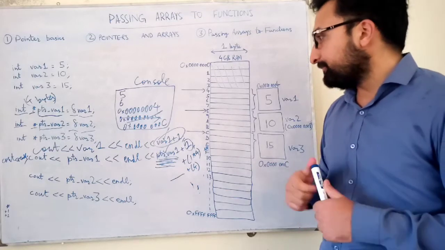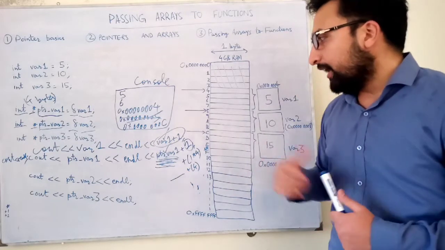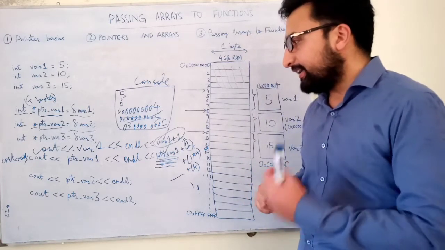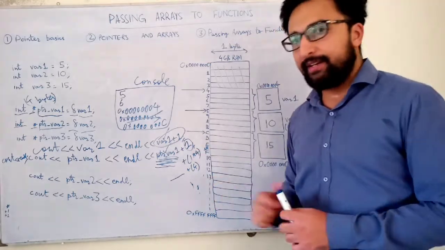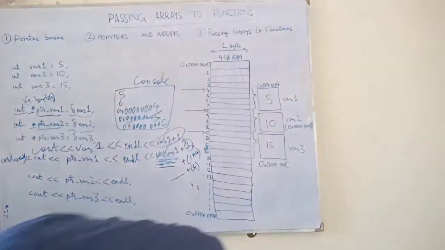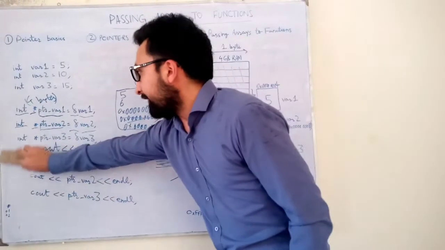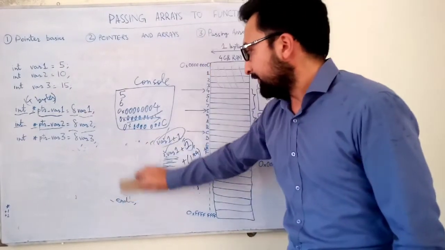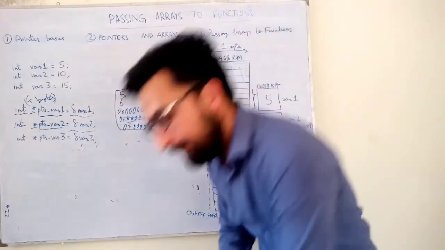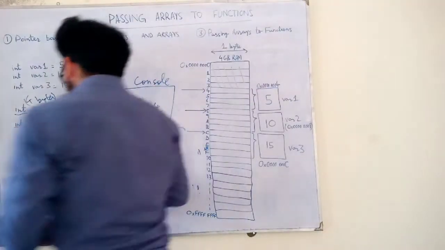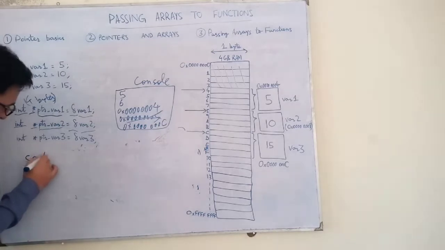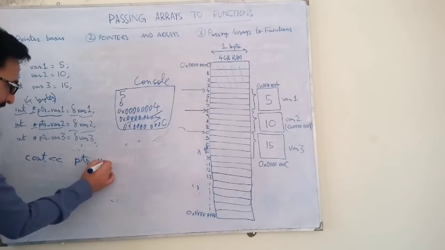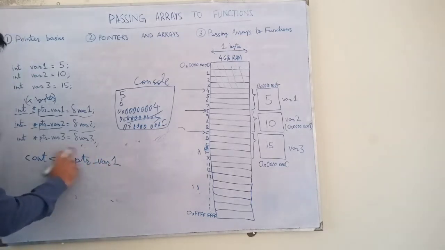Another concept that is building on top of this one is what happens if we write a dereference operator with whatever code we have written here. Let's remove this code first and write that thing again. For example, here we were writing cout and ptr_vr1. So this was a certain address.